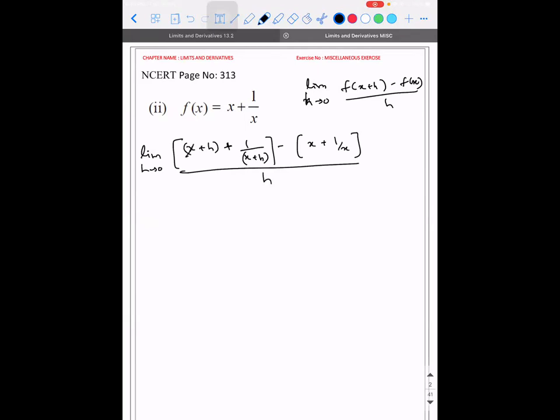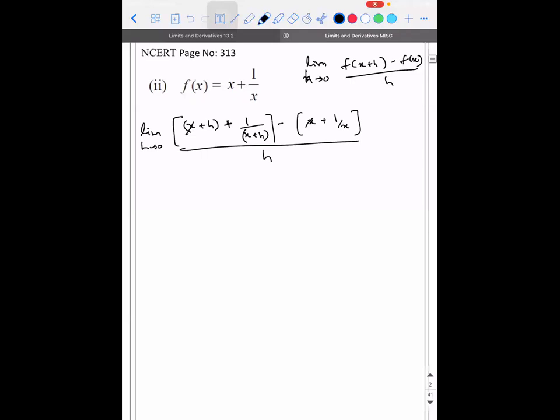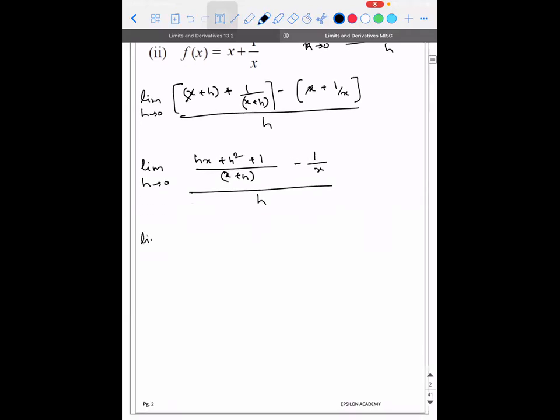So what will get cancelled? x and x are gone. So if you take LCM, limit h tends to 0, hx plus h square plus 1 divided by x plus h minus 1 divided by x, the whole divided by h. Right? So limit h tends to 0, hx square plus h square x plus x minus h, the whole divided by x into x plus h into h. So x and x will get cancelled.